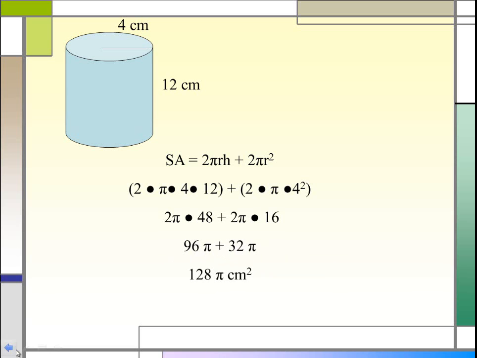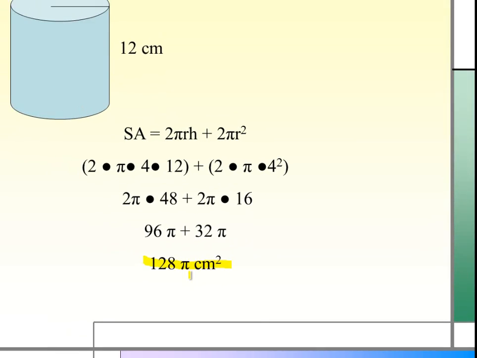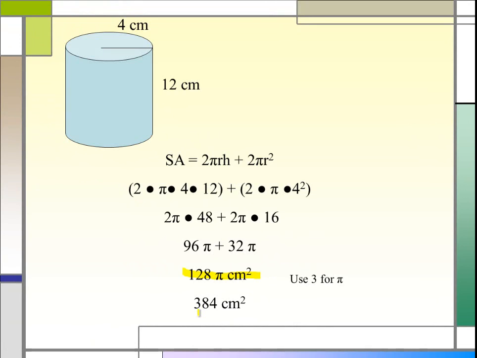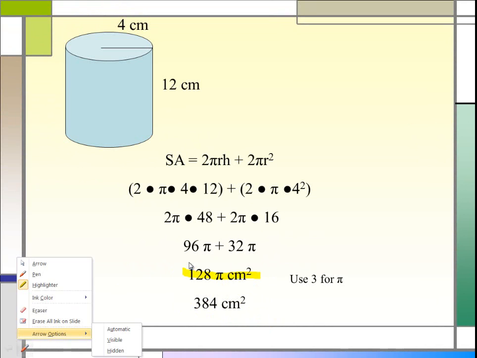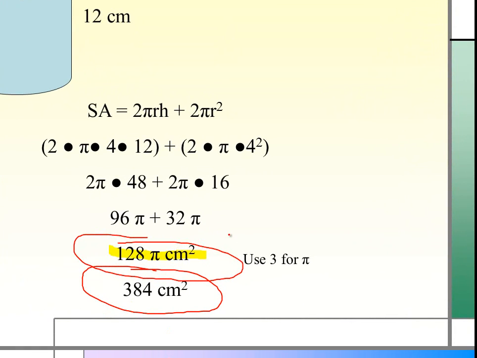Sometimes your answers are going to ask you to leave your answer in pi form. That means that would be your final answer. Now if it said it wanted you to use 3 for pi, or it said estimating, now is the time when you would do 128 times 3. And that would give you 384 centimeters squared. Since it's an area, it's still squared. So you have terms of pi that you can leave it in, or the final answer that you can leave it in. You're going to have to leave it in both sometimes. So you should do the problems this way. Do each one separately, then combine like terms.